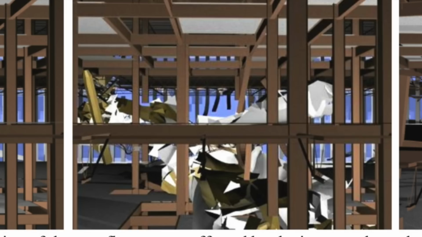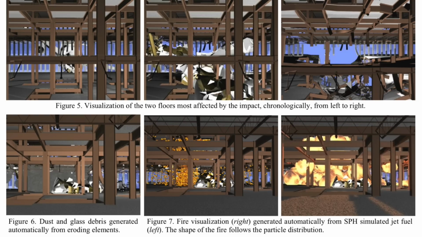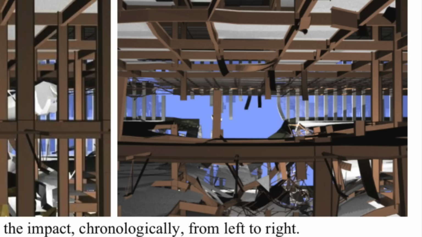You can see figure 6 in the bottom left, dust and glass debris generated automatically from eroding elements. I'm wondering if that's like under where the plane hit, and that's the falling debris coming down. Fire visualization generated automatically in the bottom image there on the right as well. Just kind of an explosion in the building. Not really much you can see from that. So yeah, here's the zoomed in photo.